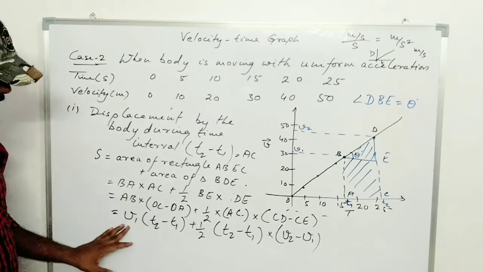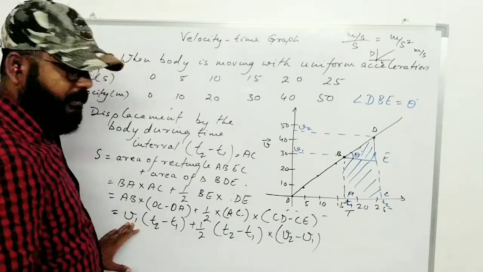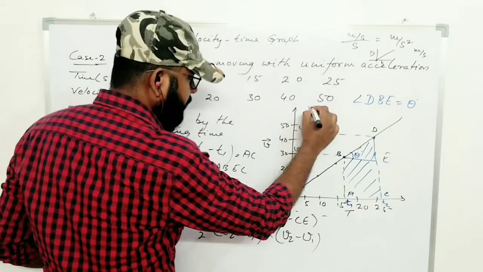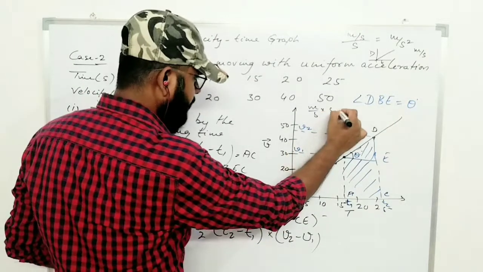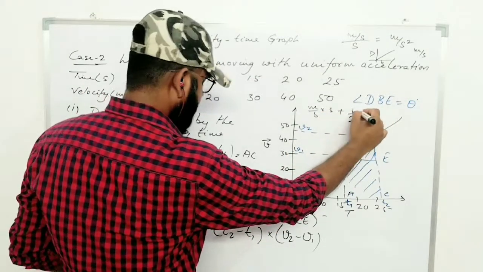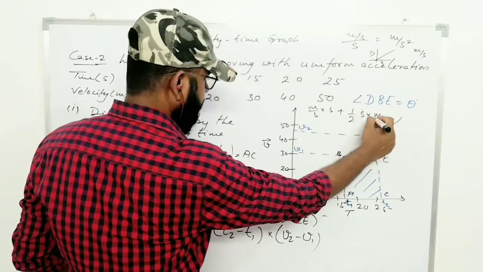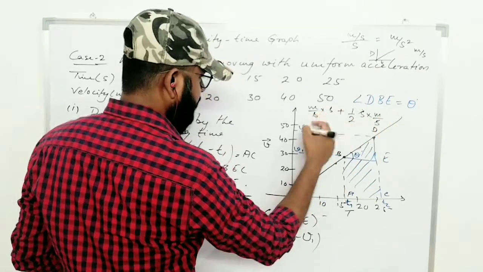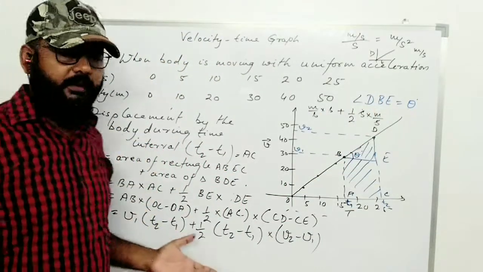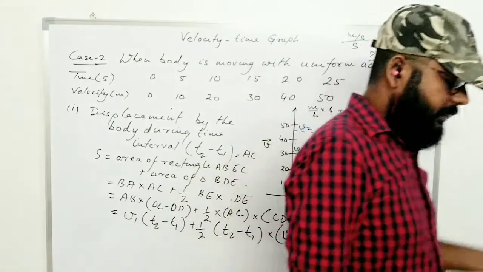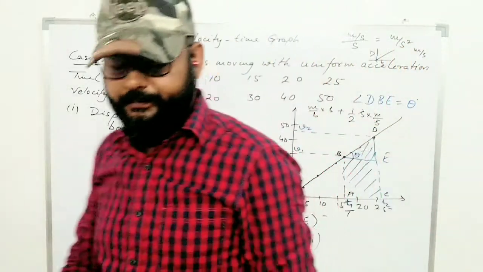See here, let's verify that this is coming in meter or not. See here, velocity meter per second into t2 minus t1, that is in second, plus half t2 minus t1, that is in second, into v2 minus v1 meter per second. So here cancel meter plus meter, then answer will come in meter. That is the displacement by the help of velocity time graph. Okay.